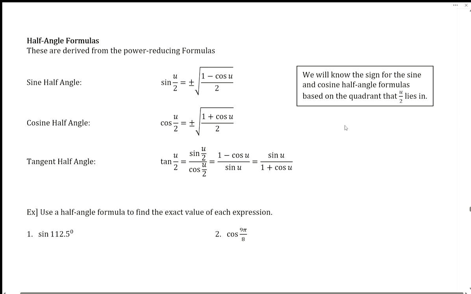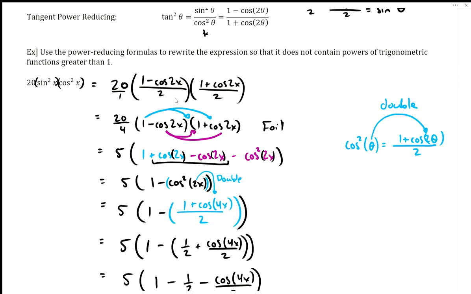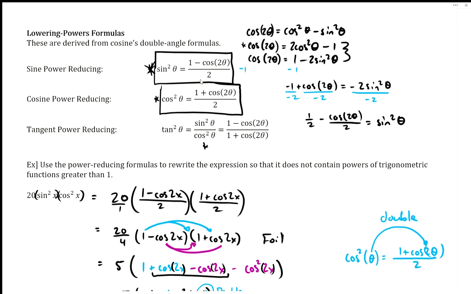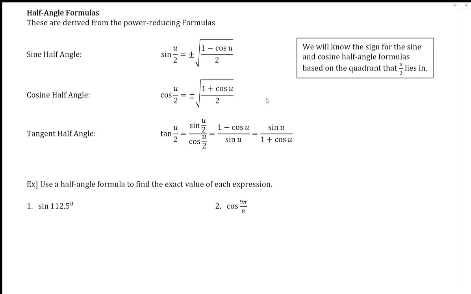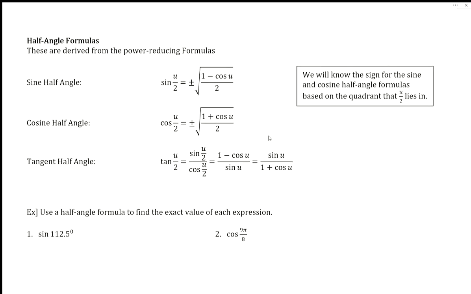So the half angle formulas come right from where we left off on these power reducing formulas. Or if you're going in order, they come from those. So like the sine, let's just write the sine lowering power formula or show where it comes from. Okay, so this was our power reducing formula. So the sine squared lowers the power to have no squares in it.